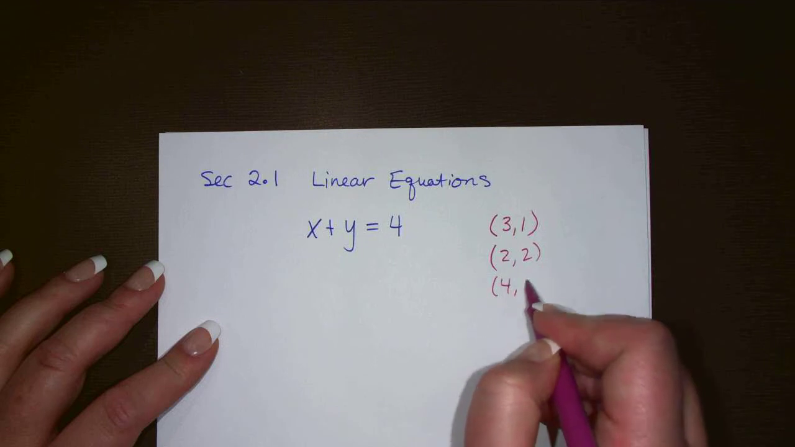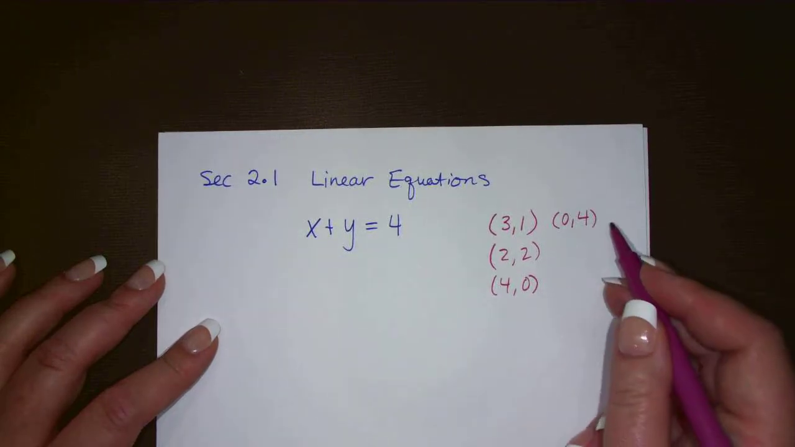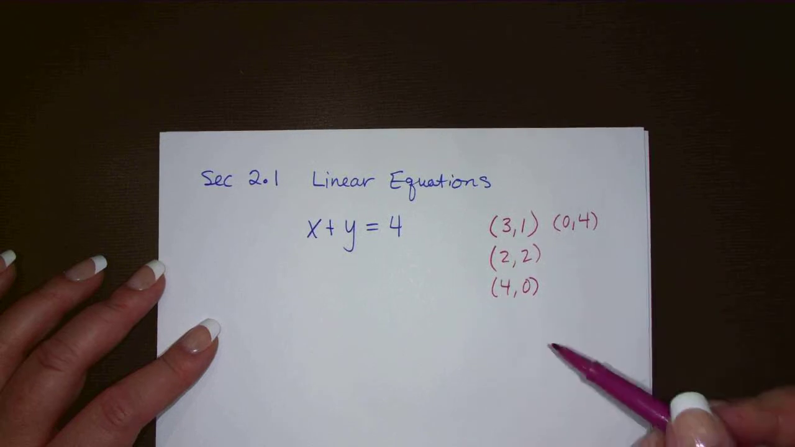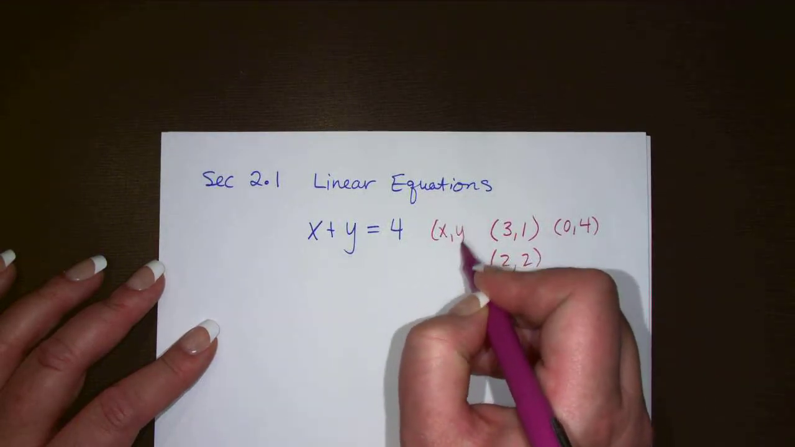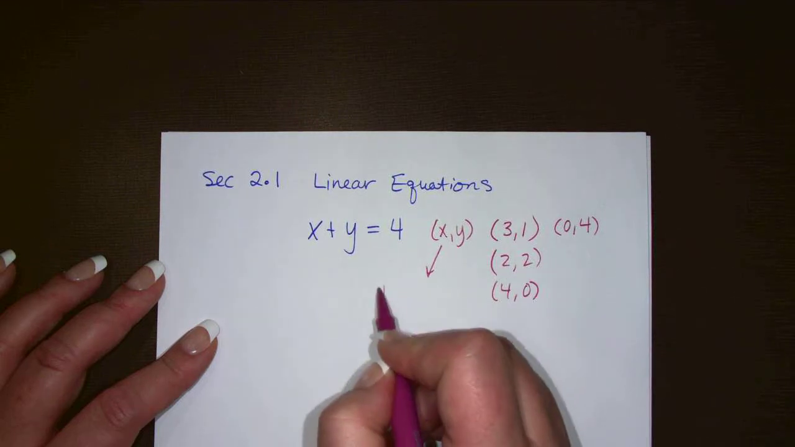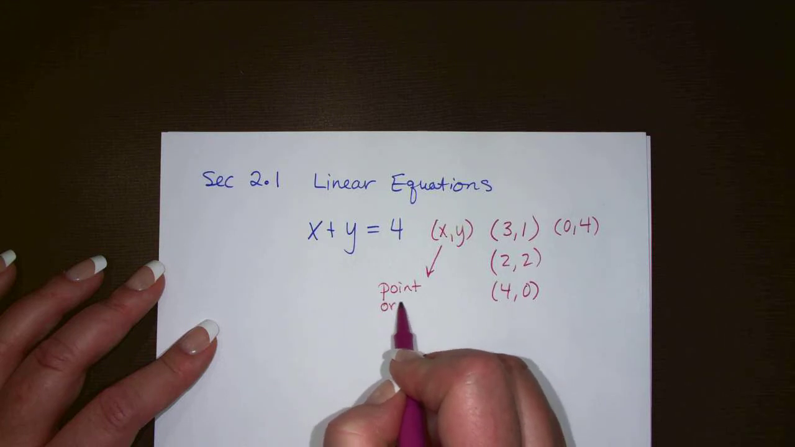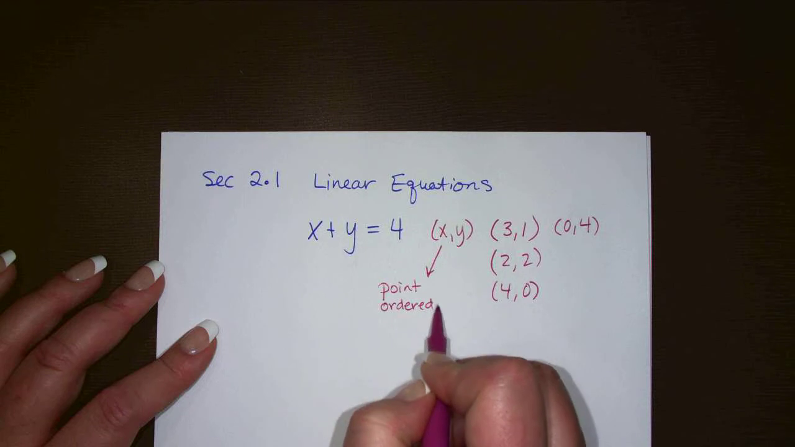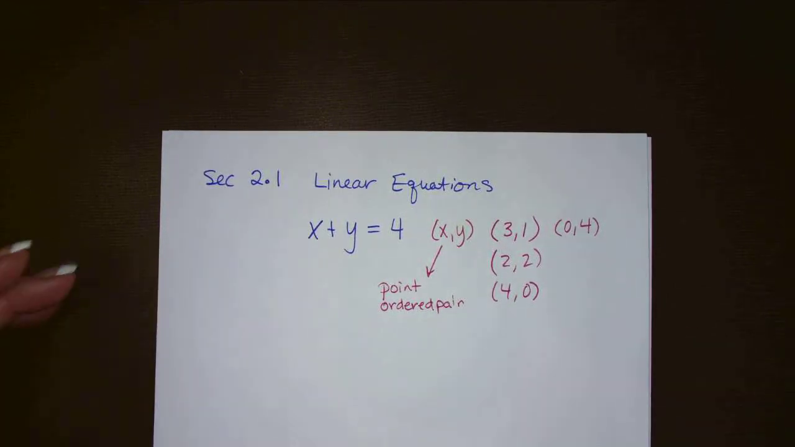How about 0 and 4? Is that different than 4 and 0? Yeah, because when we write these down, these are called what? It's called a point, or coordinates, or an ordered pair. These round brackets in math actually mean that the order is important. If you list something in round brackets, you're saying it has to go in that order.